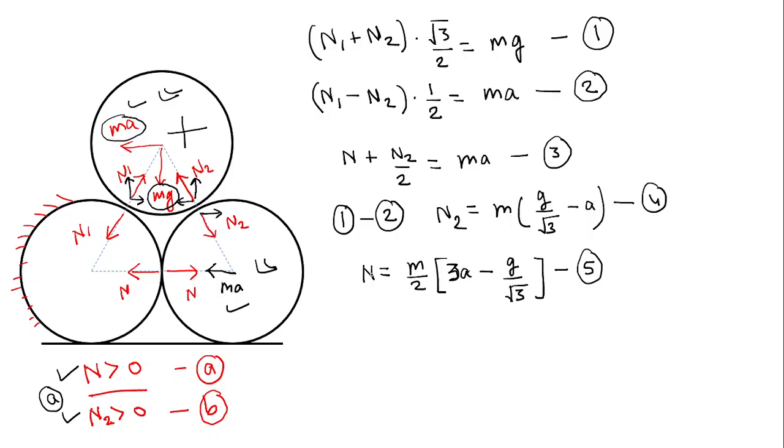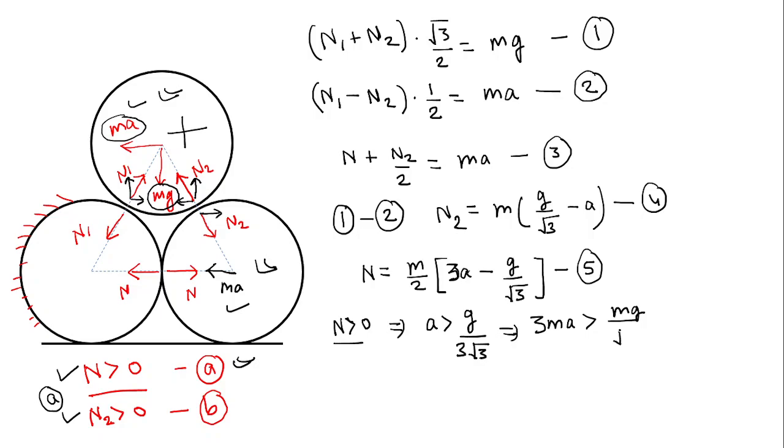Now you see, N greater than 0, as we have already decided that N should be greater than 0, gives you 3A should be greater than G upon root 3. So A should be greater than G upon 3 root 3. This gives 3MA should be greater than Mg by root 3.